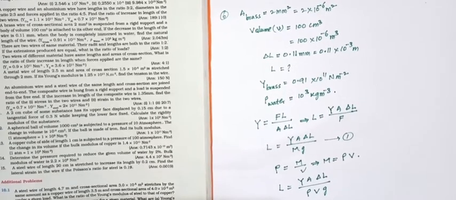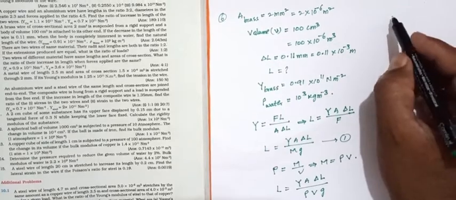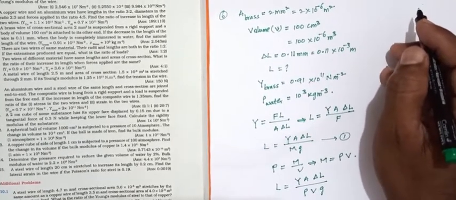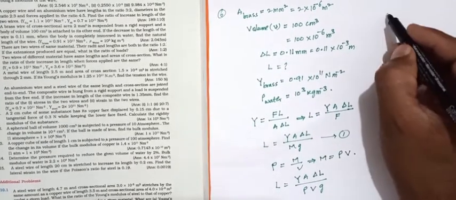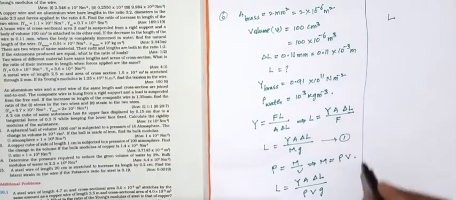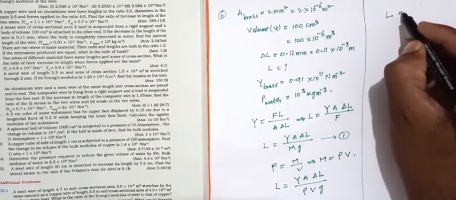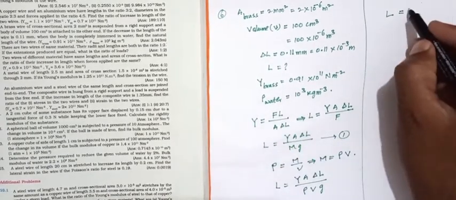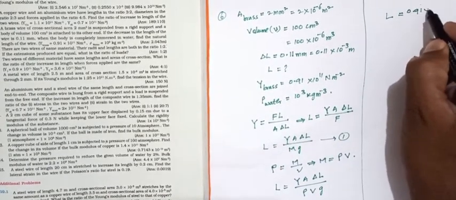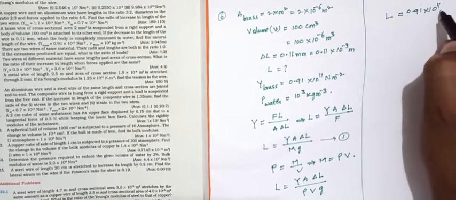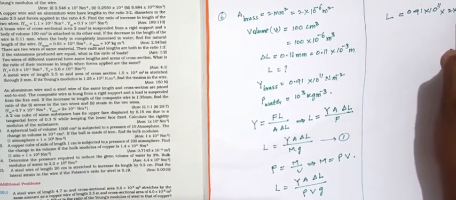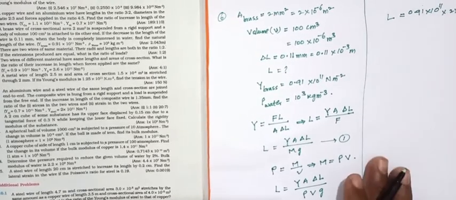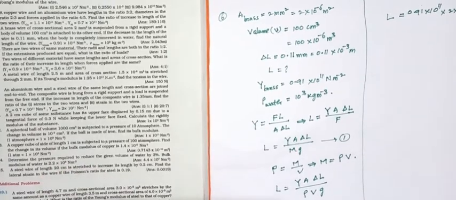So we can easily find the value. L equals, Y equals 0.91 into 10 to the power of 11. Area equals 2 into 10 to the power of minus 6.